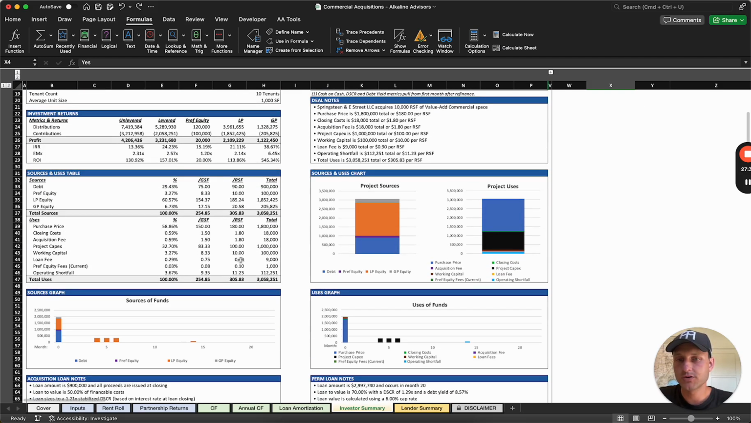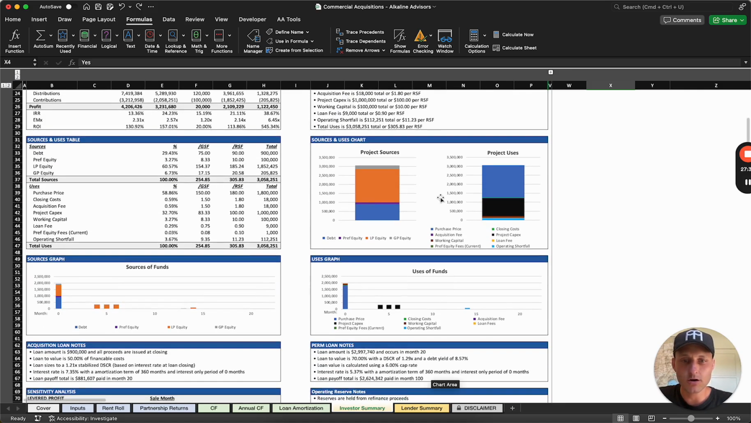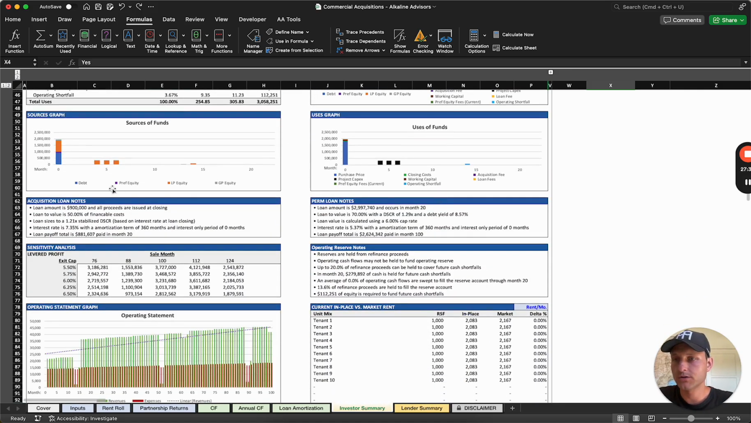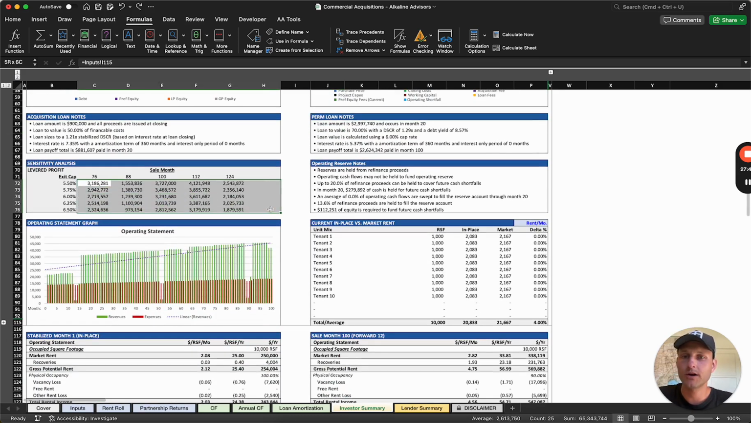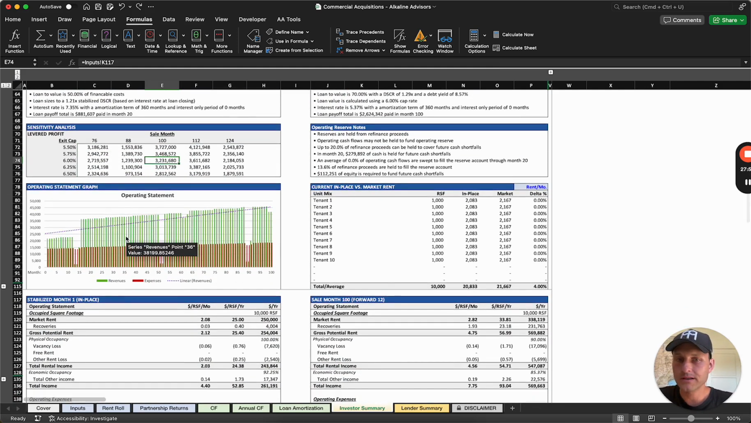We have sources and uses. This is all dynamic and auto-populates accordingly. Same thing with the charts and the graphs, and then more notes for the acquisition loan versus the perm loan. We have the sensitivity snapshot transposed onto the investor summary tab from the inputs tab. We have the operating statement. We have current in-place rents versus market rents.